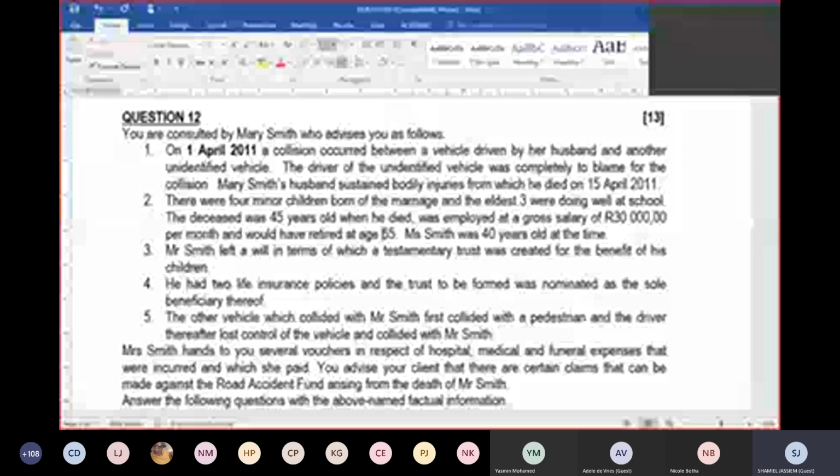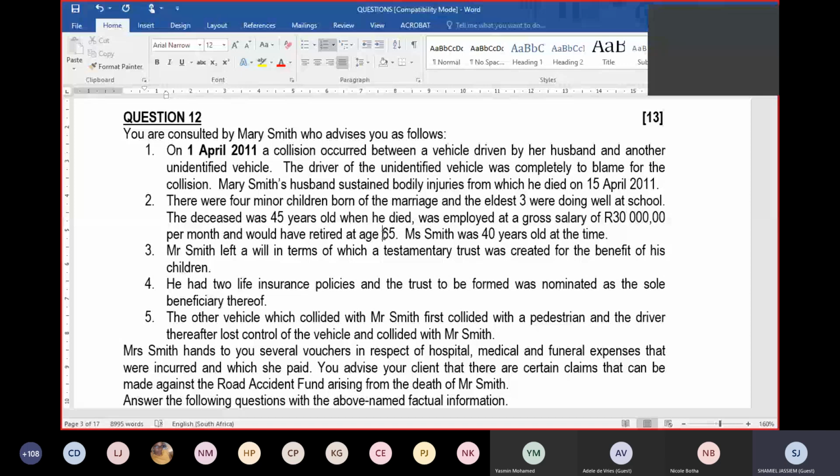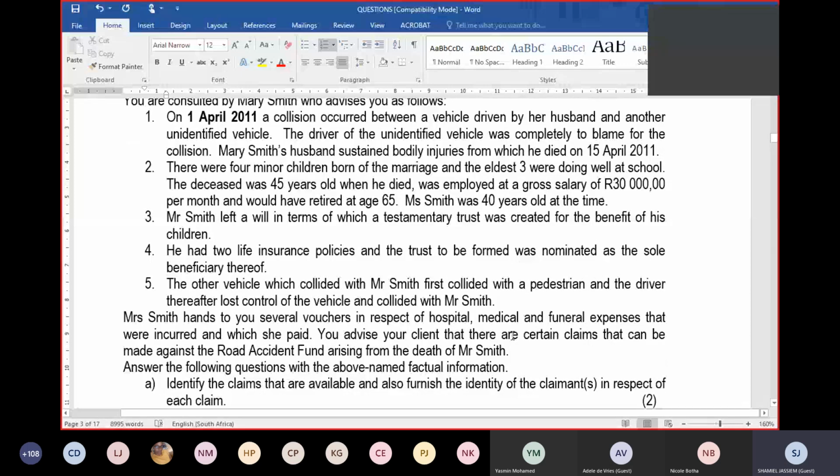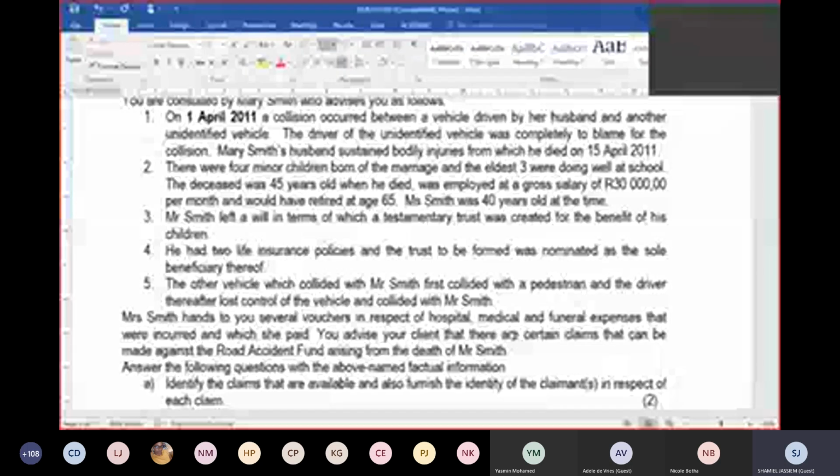The other vehicle which collided with Mr. Smith first collided with a pedestrian, and the driver thereafter lost control of the vehicle and collided with Mr. Smith. Mrs. Smith hands to you several vouchers in respect of hospital, medical, and funeral expenses that were incurred, which she paid. You advise your client that there are certain claims that can be made against RAF arising from the death of Mr. Smith. Answer the following questions with the above named factual information.